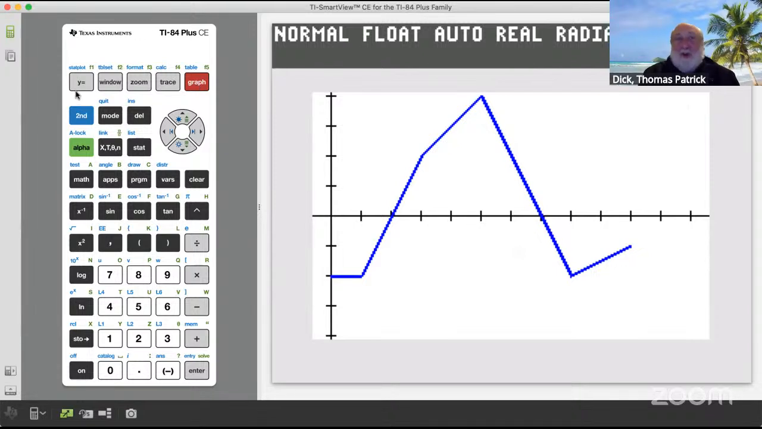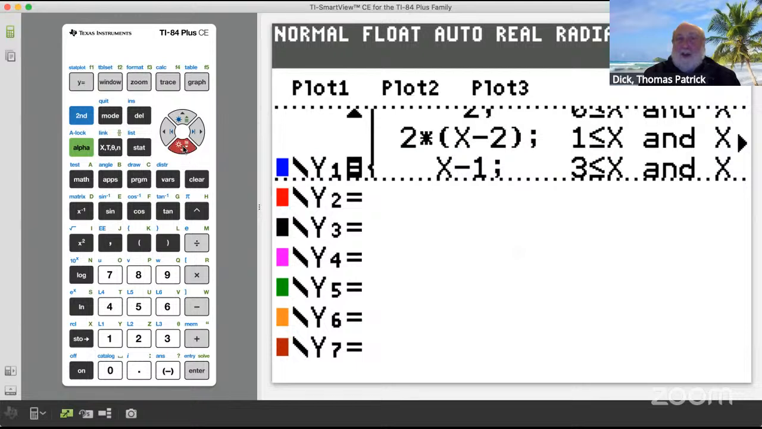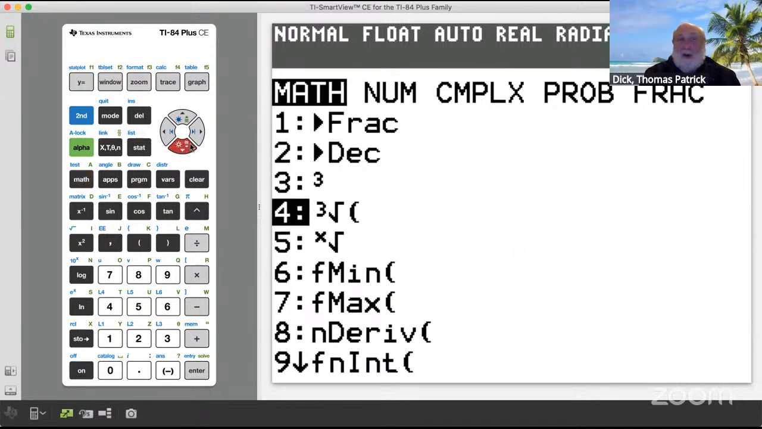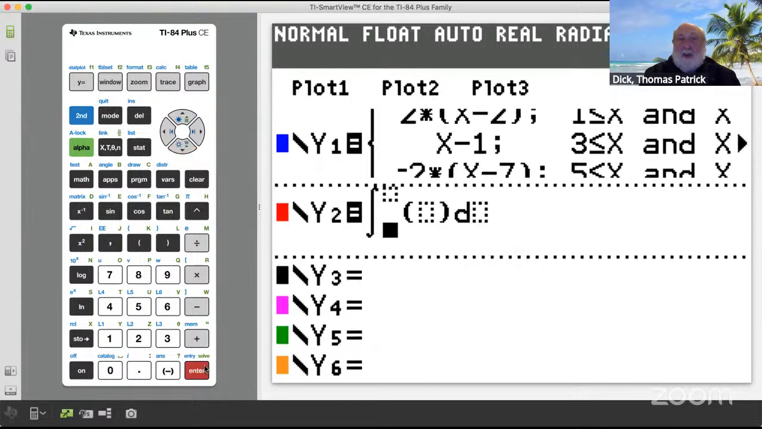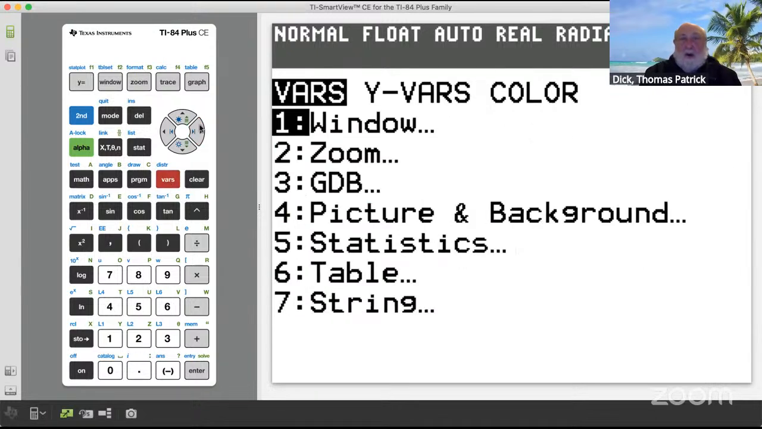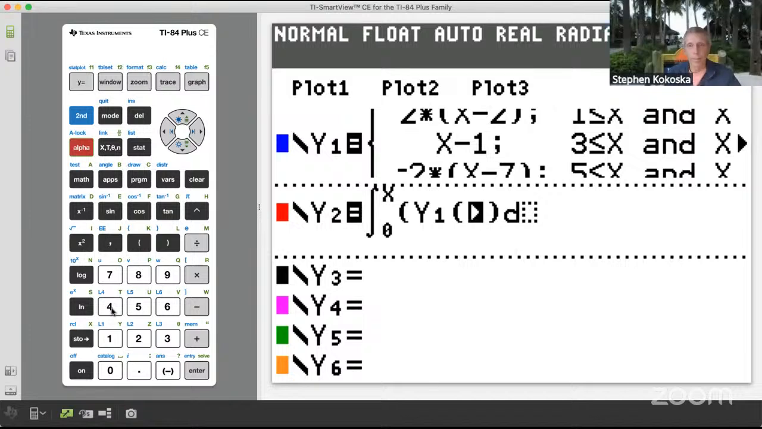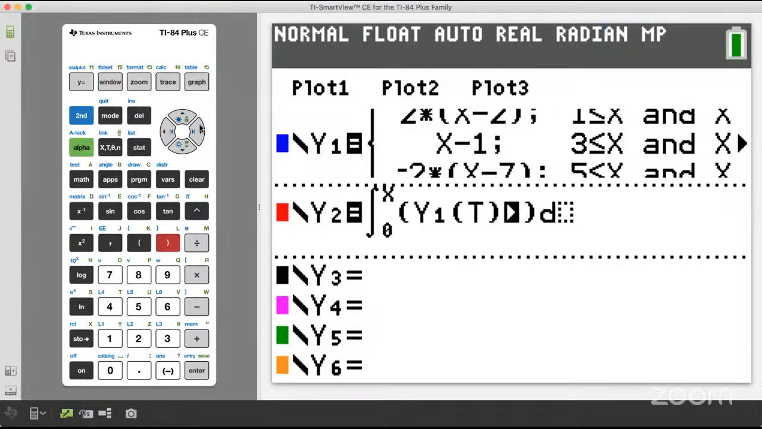I think something that's sometimes surprising to folks is this fundamental theorem technique works on any function and works on the 84 also. So we can define an antiderivative for this function, an integral function in y equals. I'm just going to do that as y2. I'm going to define the g of x that Steve had. I'll go to the math menu, down to number 9, the integral. We're integrating from 0 to x, of y1 of t, with respect to t.